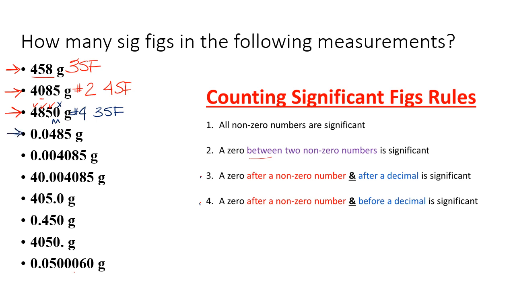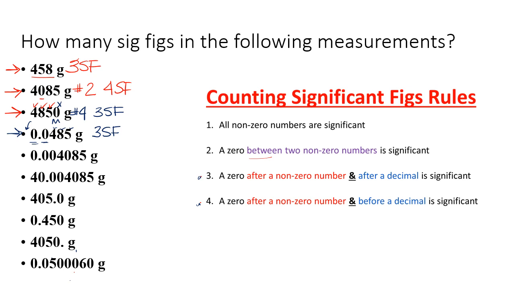Let's look here at this one. We've got our 3, 1, 2, 3. But then let's talk about these zeros. Let's read rules 3 and 4. Are they after non-zero numbers? No, they're not. There's no number up here at any point that's a 1, 2, 3, 4, 5, 6, 7, 8, or 9. Therefore, there's only 3 sig figs here. Rules 3 and 4 both played in here.